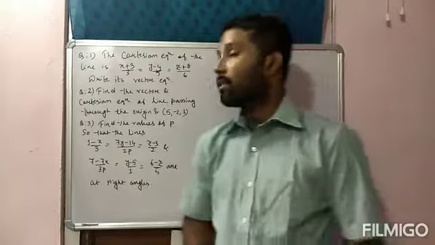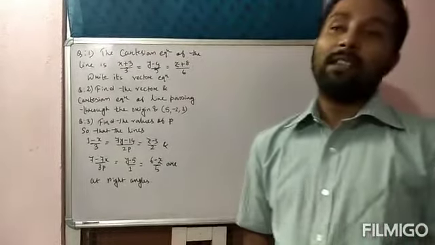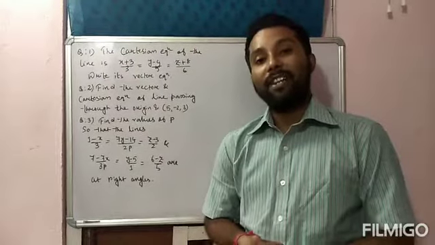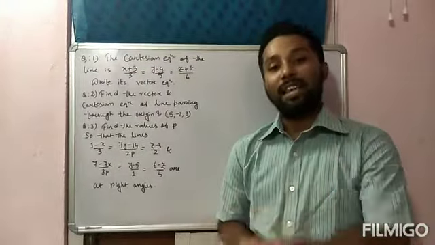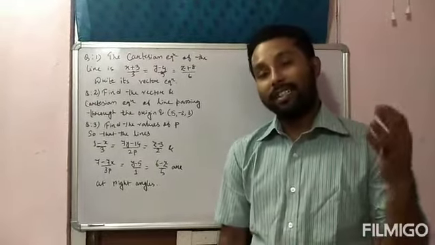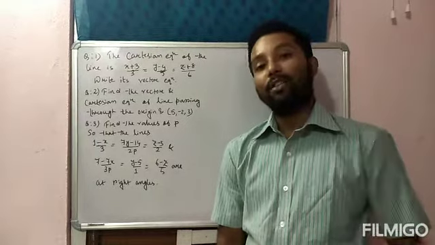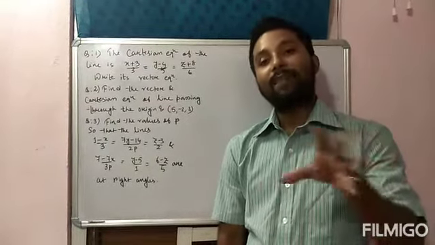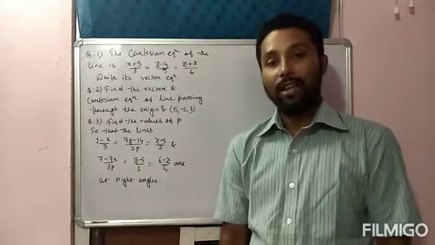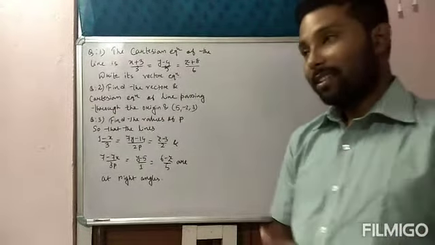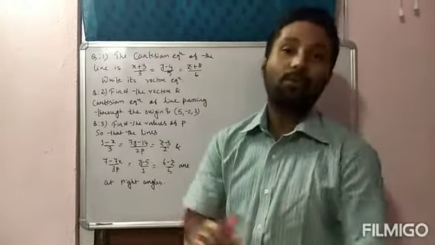Everyone. So in the last class I've explained all the formulas of straight lines, that is line in a space, the shortest distance between the two lines, how to find the angle between the two lines, and various types of equations of straight lines. I've given all the formulas. Now today I'm going to discuss the questions related to those formulas.